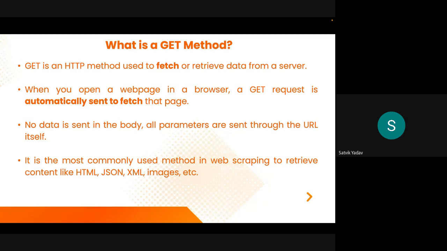But think like this: whenever you have a link and you are sending a request to that link, that is called a get method. This is the main part of get: no data is sent in the body. All the parameters are sent through the URL itself, and it is mostly used to fetch data from the internet. This is all the theory part. Now we will do the practical part. Is it clear, guys?